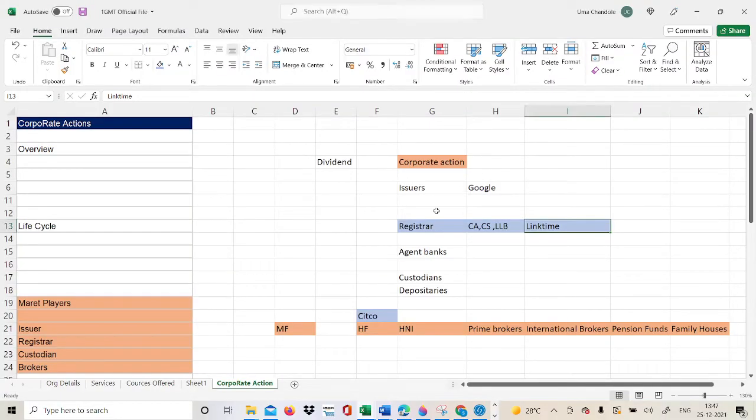Because every company will appoint a registrar who will help them to design the corporate action events, evaluate them, or verify the impact of corporate action events. And whenever the company takes any decision, they are bound to inform their registrar first. And once the registrar receives this information, the registrar also complies with the norms on how to inform the agent banks, custodians, depositories, and other stakeholders. This is how the corporate action communication passes.